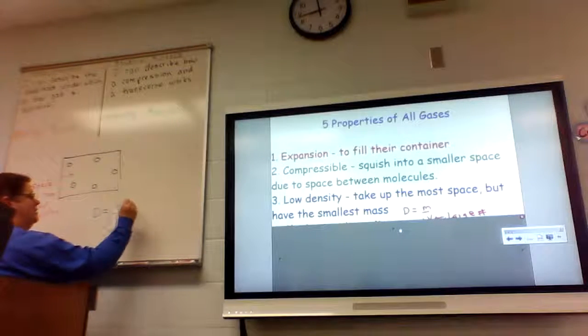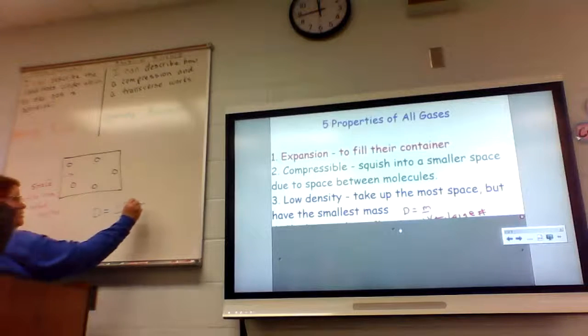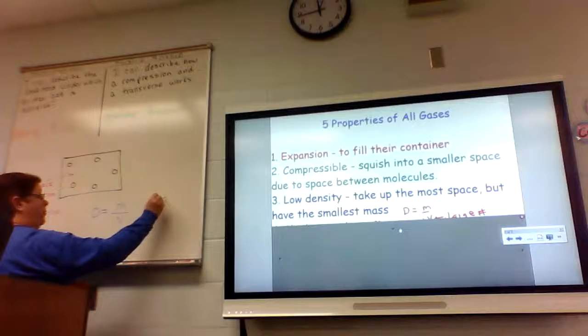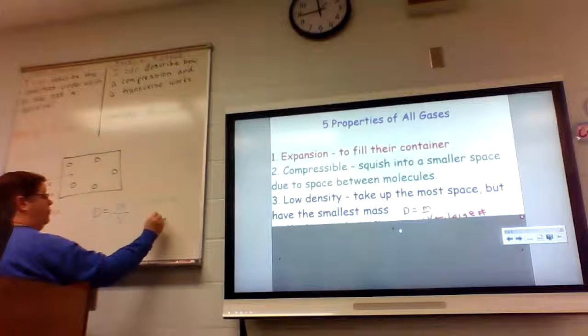Now, mass and volume. When you think about a density for a gas, what do you have more of, mass or volume? Think about your density formula. Mass, because it's mass over volume. Okay, think about a gas. What's going to be bigger, the mass or the volume? Volume. All right, so this is going to be a small number, and this will be a large number.